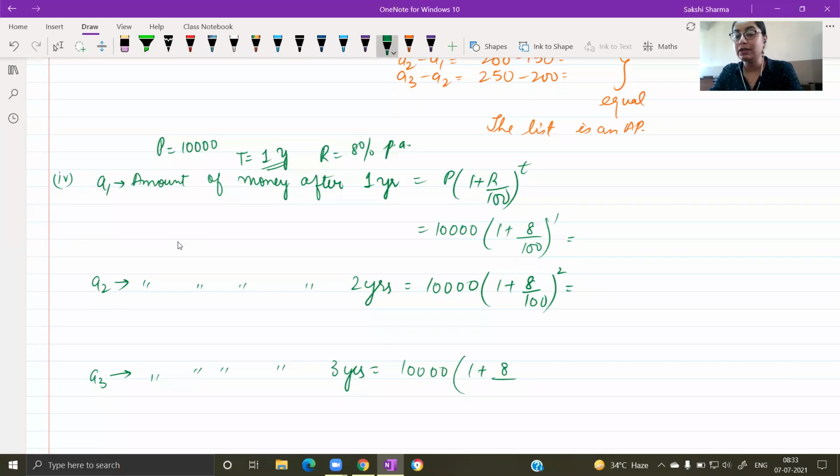What do you think without even looking at the values? Would this form an arithmetic progression? At every step, you can see this bracketed value, this term, is being multiplied. So this is actually a geometric progression.